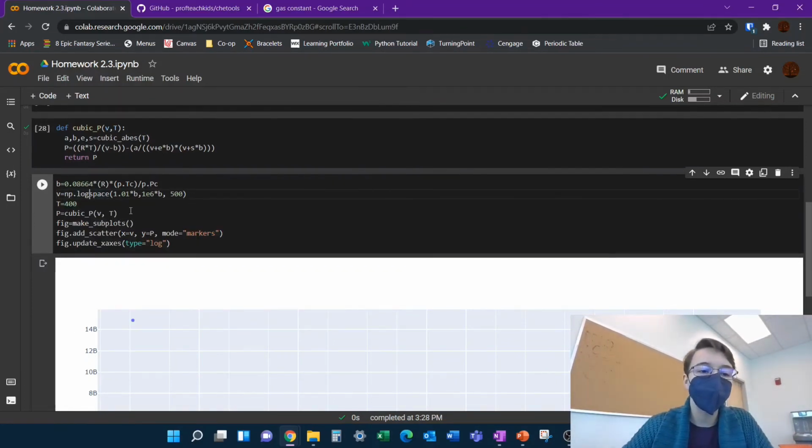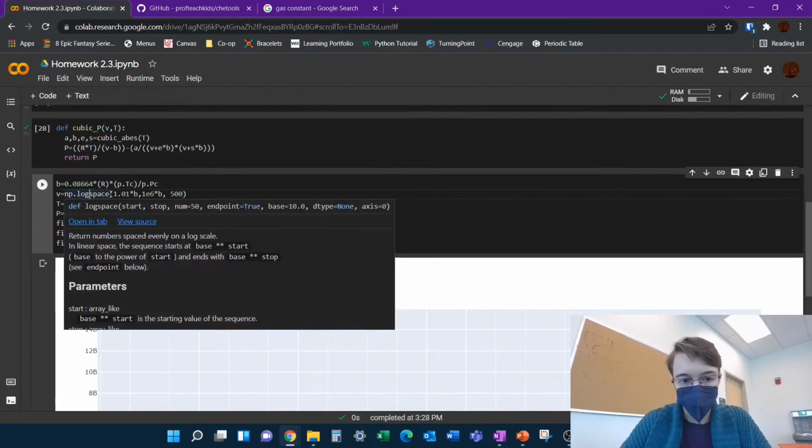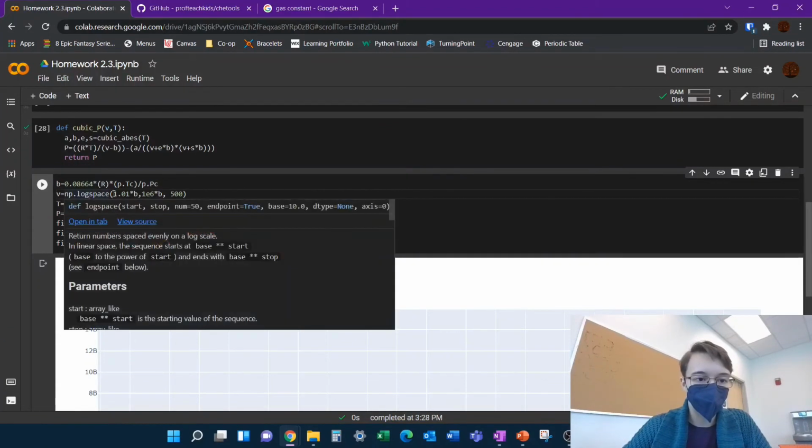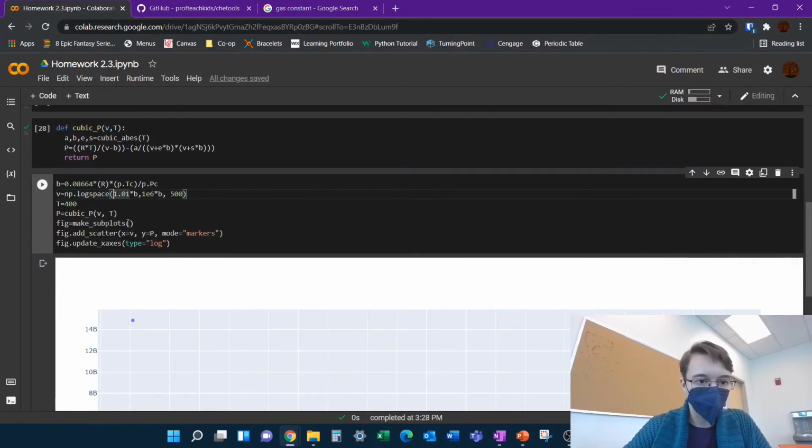So for linspace, you put the first value that you want it to start at, the last value that you want it to end at, and then how many points. Logspace is similar, but you actually put the power that you want it to start at and the power that you want it to end at. So let's just take the logarithm of this value and it'll give us the power of that.